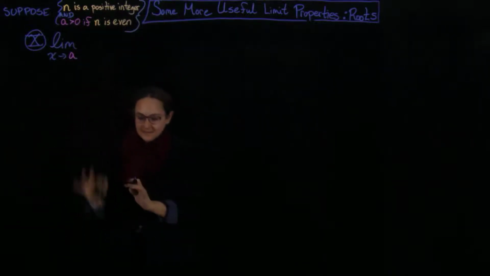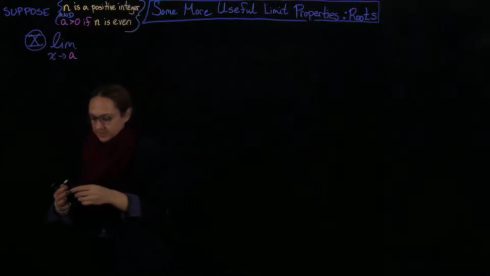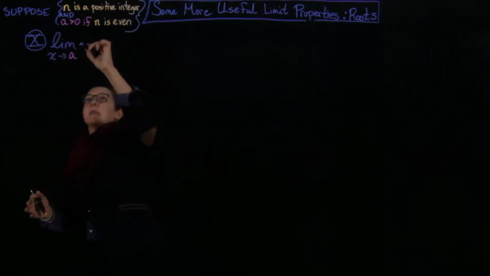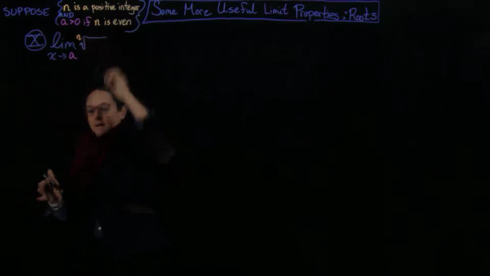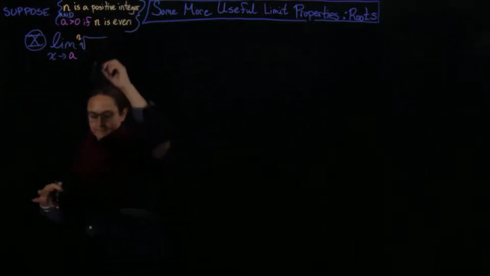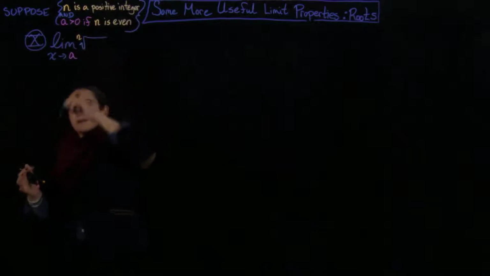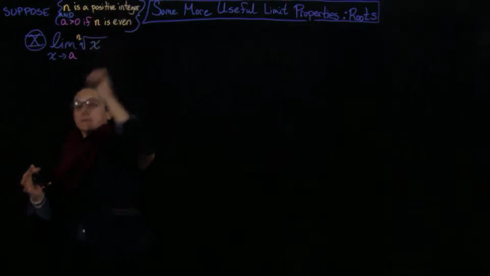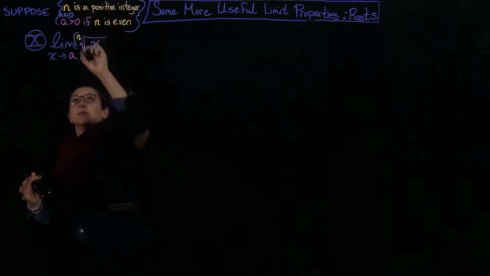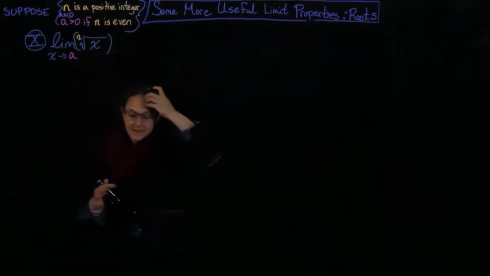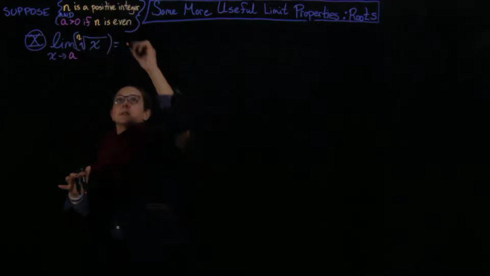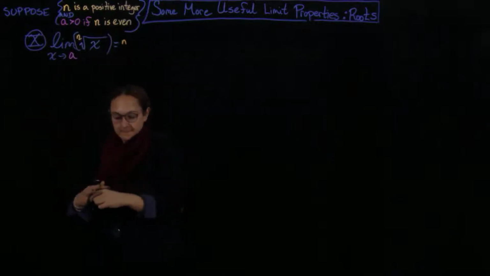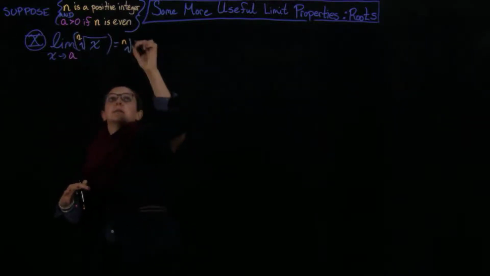Okay, so that's the setup, and then we have that the limit as x approaches a of the nth root of x, and maybe I'll put parentheses here to emphasize it, what we get out is the same nth root of this value a.